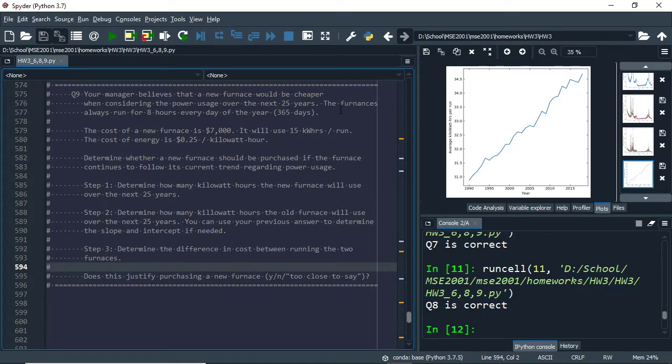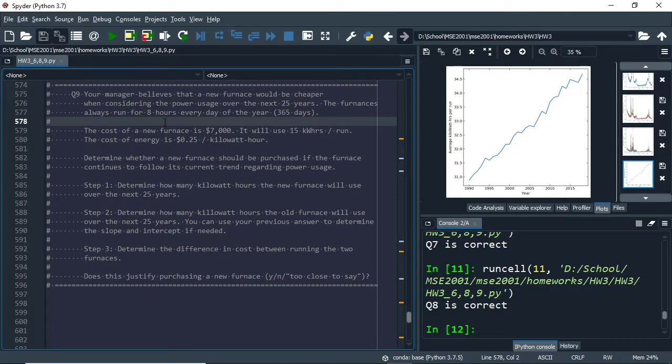So your manager believes that a new furnace would be cheaper when considering how much it costs to run the old furnace if we buy it and run that for the next 25 years instead of this old furnace. The new furnace is $7,000. It uses 15 kilowatt hours per run. If you remember, the old furnace uses about 34 kilowatt hours per run. And the cost of energy right now is 25 cents per kilowatt hour. So, we want to know, should I buy the old one or should I buy the new one?